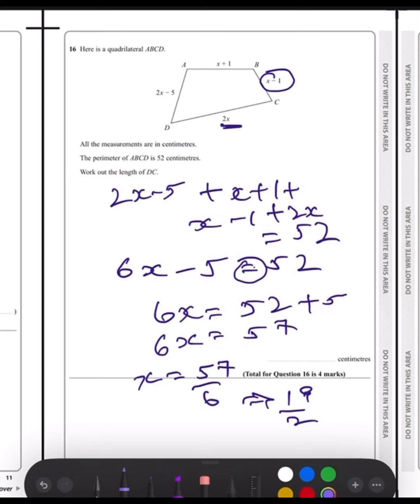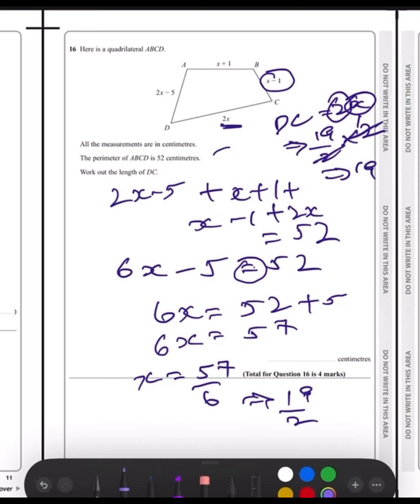Now that we know what DC is, DC is given as 2x. Because we found the value of x, we do 19 over 2 multiplied by 2. Now the 2 and 2 are in division form when we write it down like this, so we can cross these out and take them as 1. 19 into 1 is 19. Therefore, the length of DC is 19 centimeters. Simple.